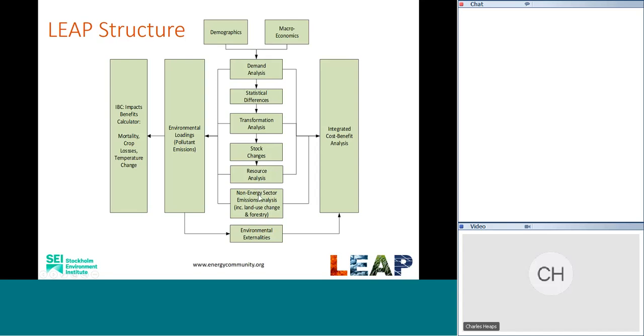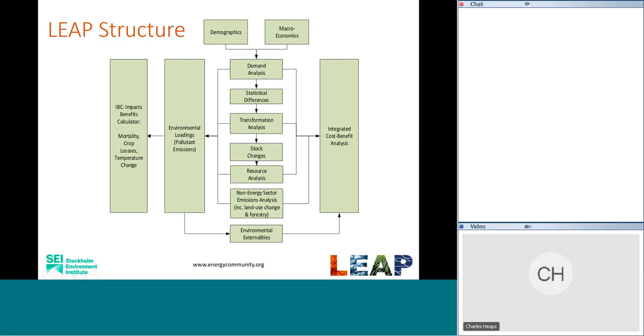Then in addition to that, you can also do non-energy sector analysis. So there you can think about things like industrial process emissions, solid waste, any of the non-energy related sectors that produce emissions of greenhouse gases. LEAP does also now have a capability to think about land use change and forestry. It does not yet calculate the greenhouse gas sources and sinks associated with that, but that's a feature we will be adding in the very near future.